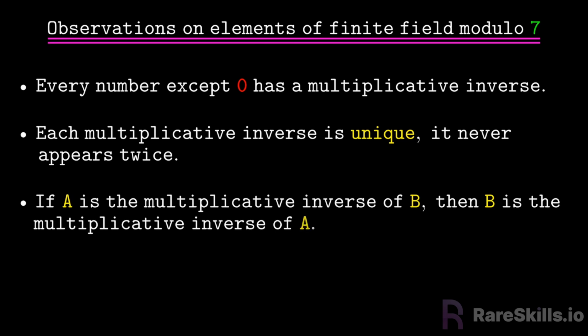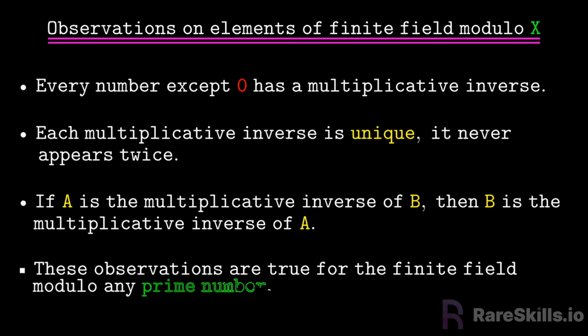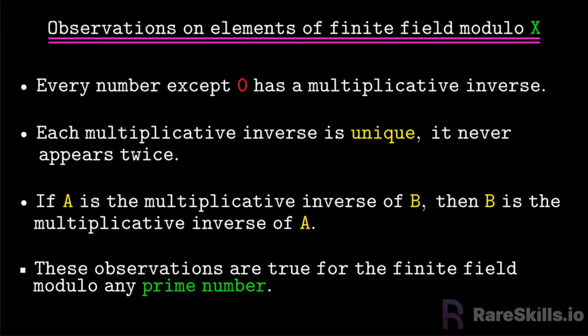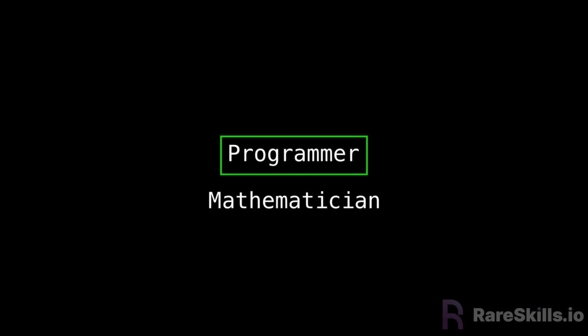Okay, cool. We know this is true for the finite field modulo 7, but would it be true for other finite fields like modulo 17 or modulo 31? Would it be true in general? As a matter of fact, these observations are true in general. But how do we know that these observations are true in general? I'm expecting my target audience is programmers, not mathematicians, so my proof is as follows.